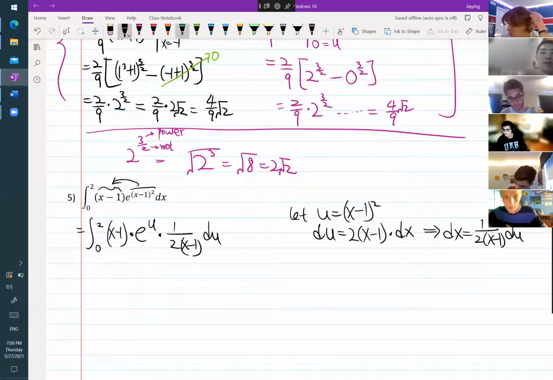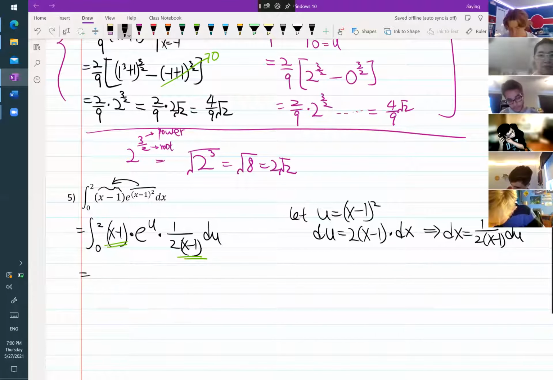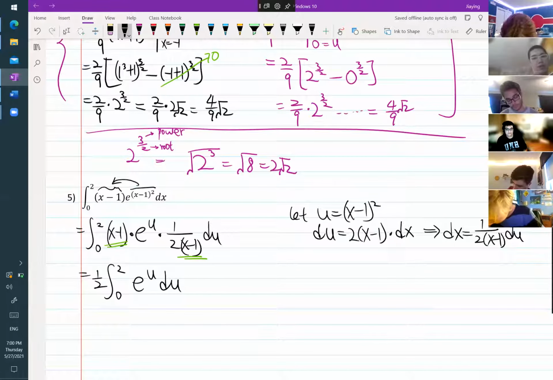The benefit of this is that the x minus 1 and the x minus 1 in the denominator cancel, giving me 1. So the one half, I can bring it in front. So I get one half integrating from 0 to 2 of e to the u du. But keep in mind that the 0 to 2 are the boundaries of x, not u. So those are the x values.